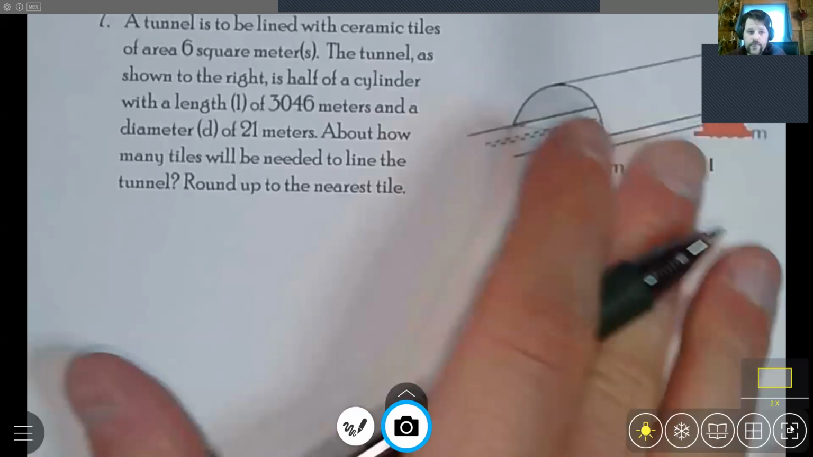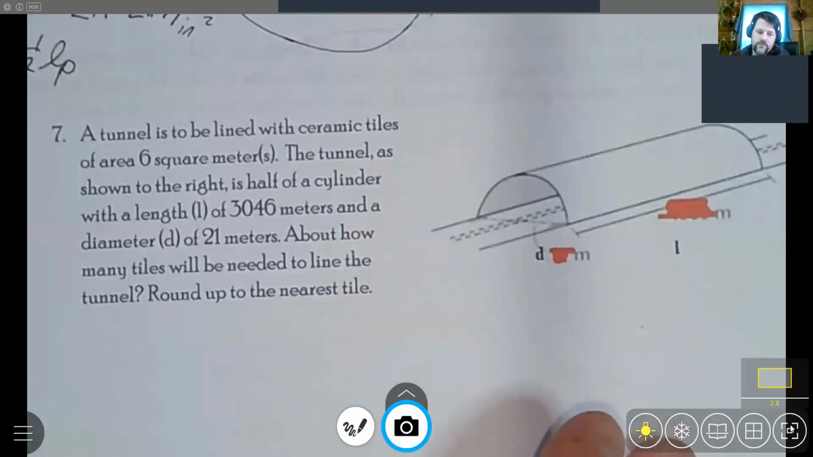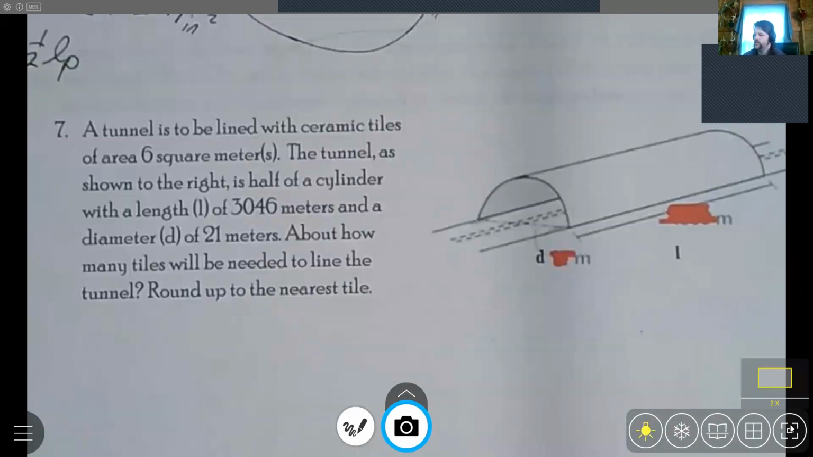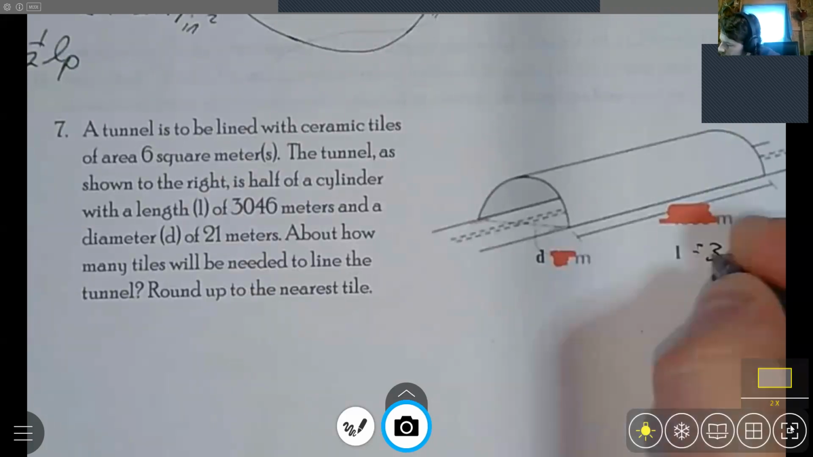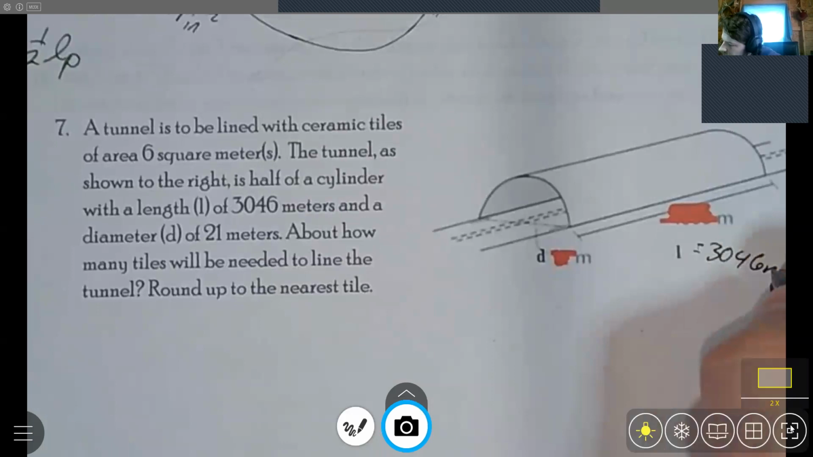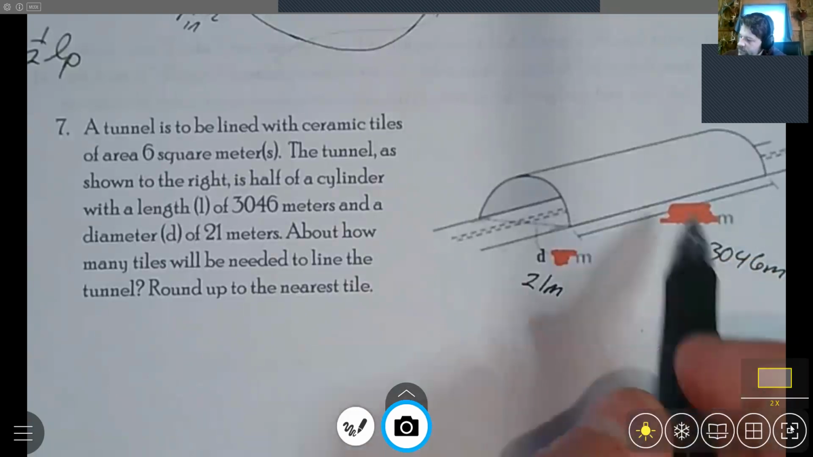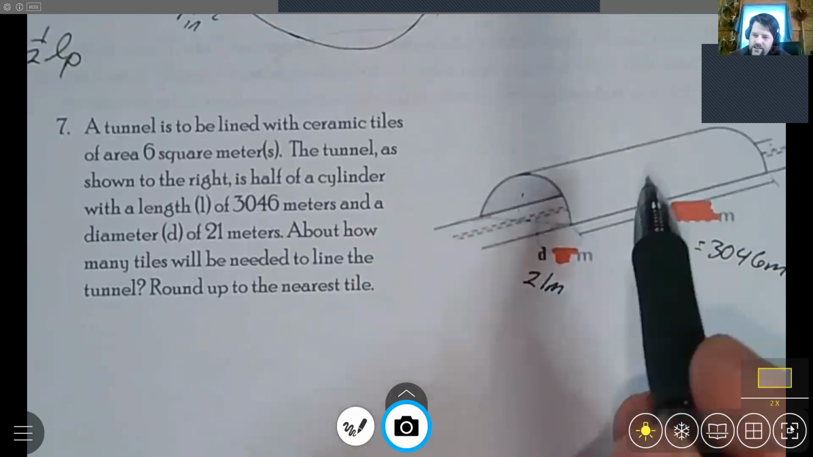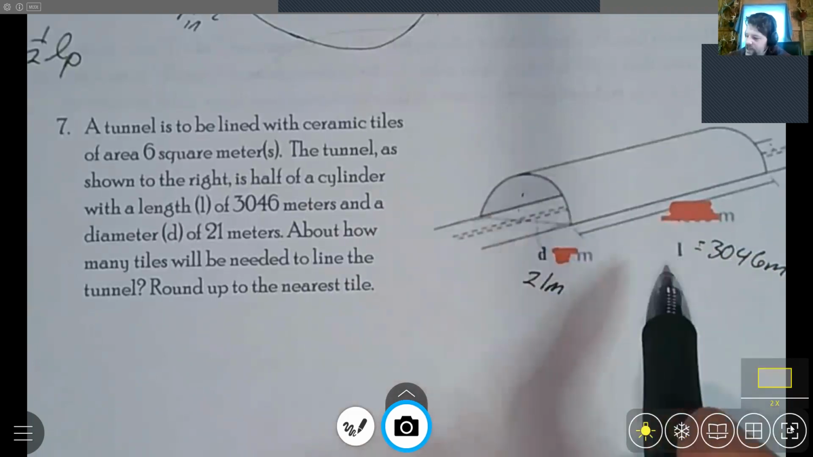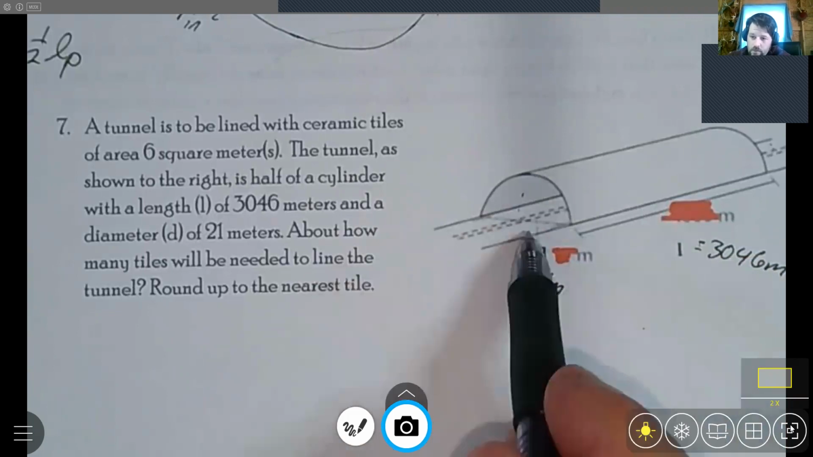All right, number 7. A tunnel has to be lined with ceramic tiles that are 6 square meters for each tile. The tunnel, as shown, is 1/2 of a cylinder with the length. So the length is 3,046 meters, and the diameter is 21 meters. The question is, how many tiles do you need? Round to the nearest tile. So again, here we're not putting bases on our tunnel. Then you can't tile the openings to the tunnel.